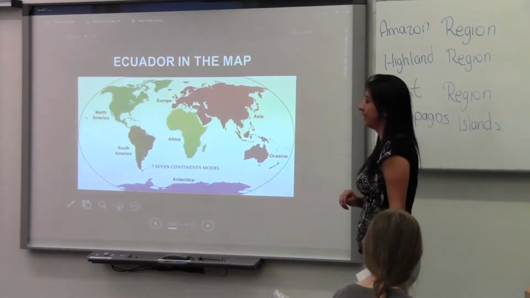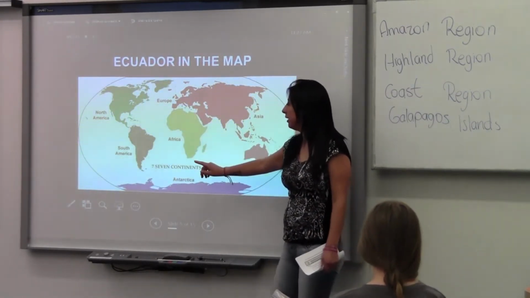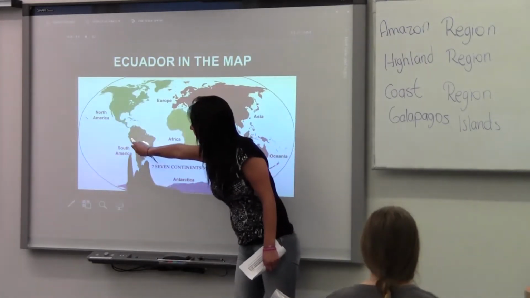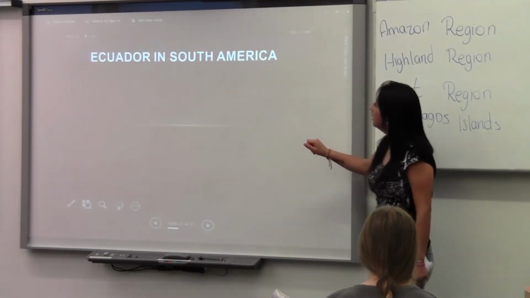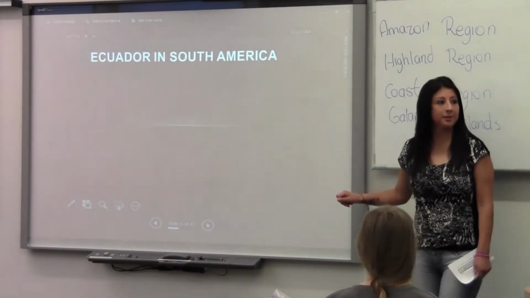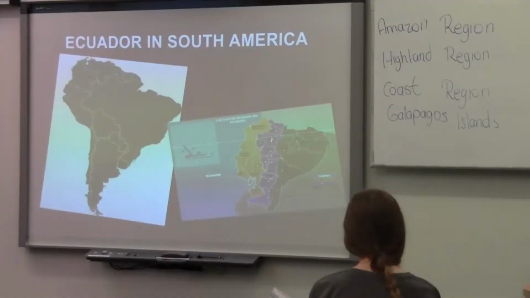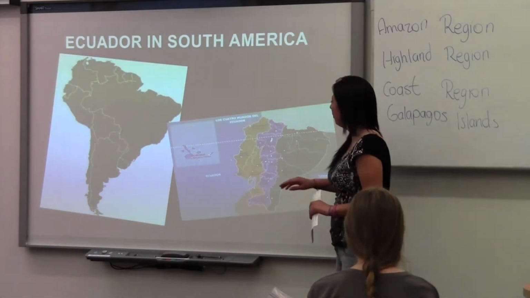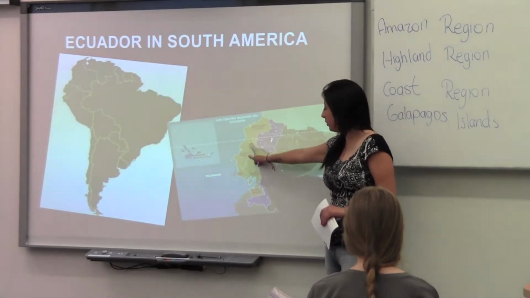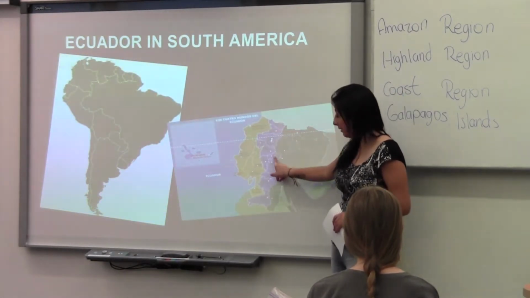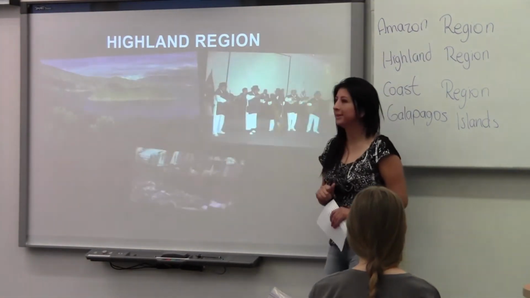Here we are going to start Ecuador in the map. As you can see here, Ecuador is located in South America, exactly in this part. Ecuador is divided into 4 main regions. Here we have the coast region, the highlands, the Amazon region, and Galapagos Island.